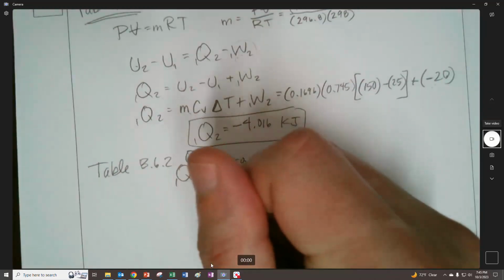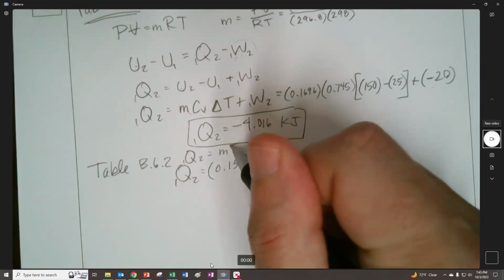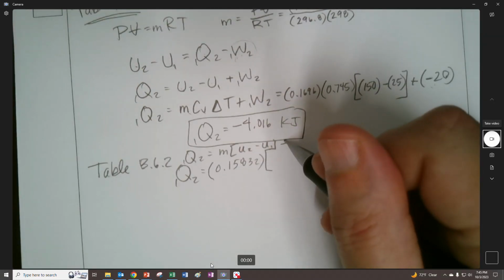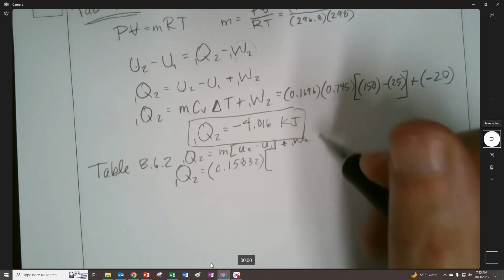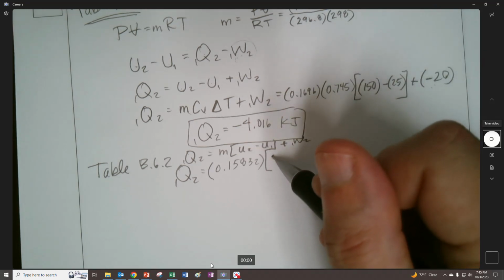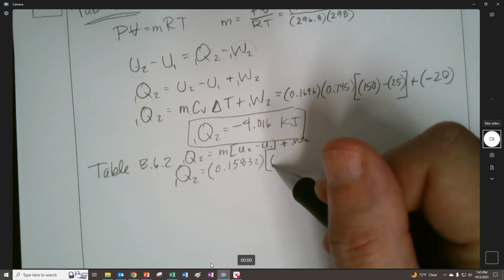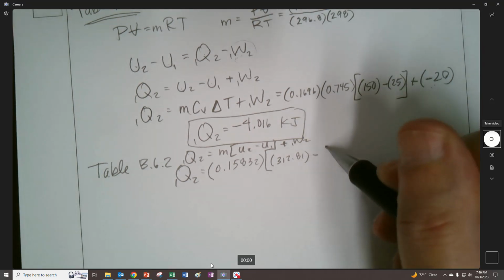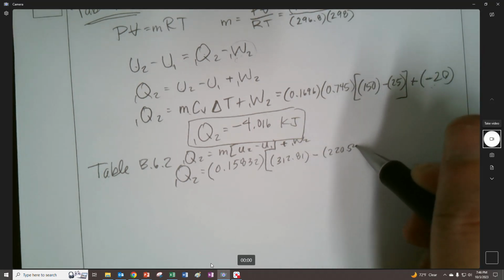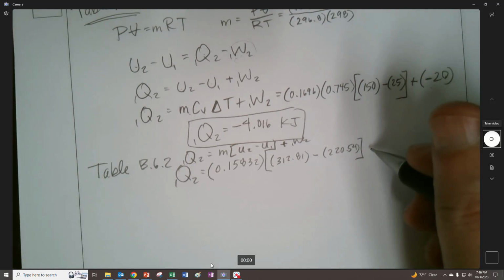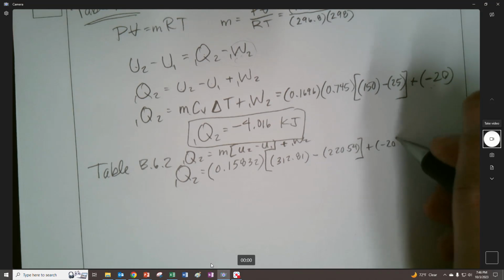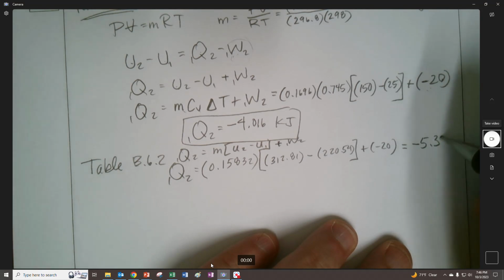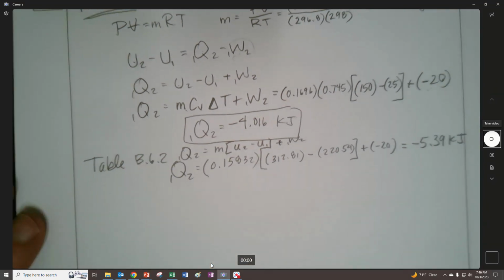By the way, I should write this out, maybe above it. Okay, maybe I fit it in there. M times U2 minus U1 from the tables, and then plus W12 again right there. So we'll have something to compare. As I had stated, I think I got 312.81 minus 220.54. All right. And then I go plus a negative 20. And now the result of this is a negative 5.39 kilojoules.